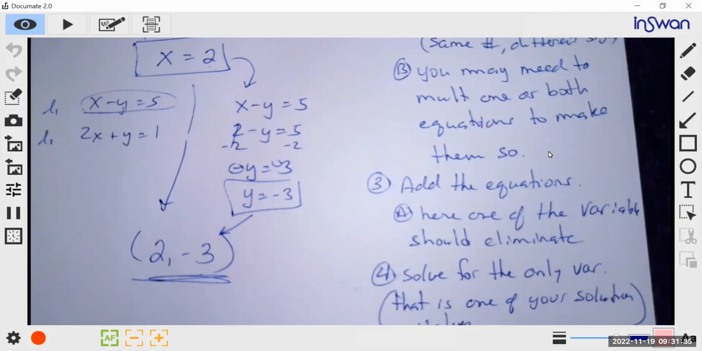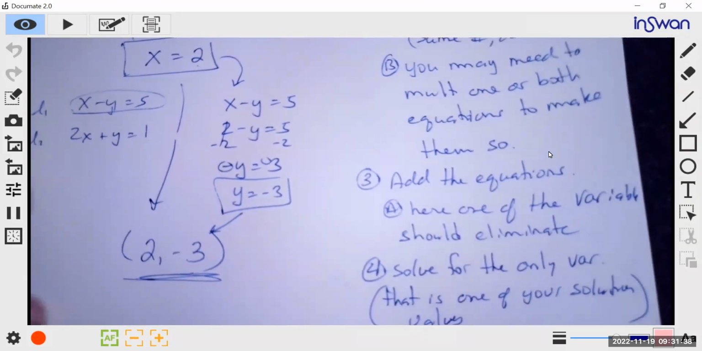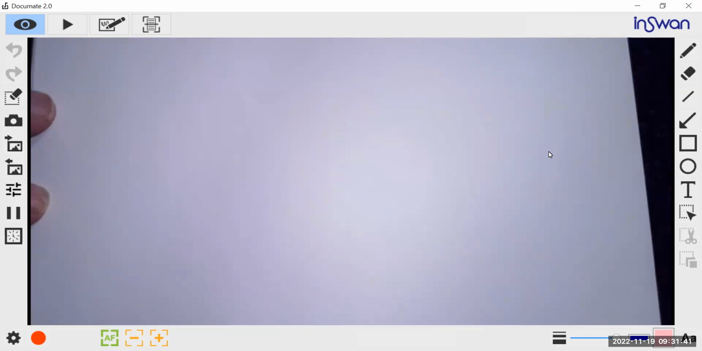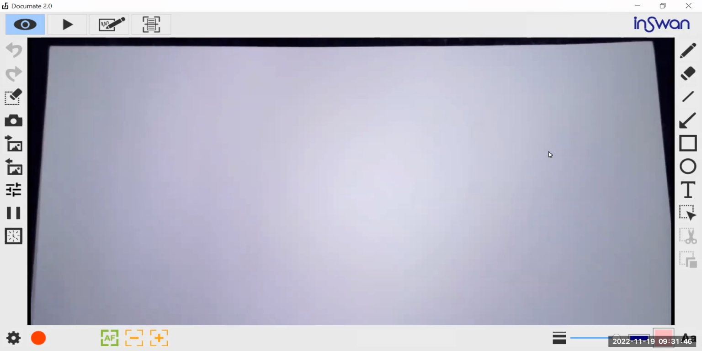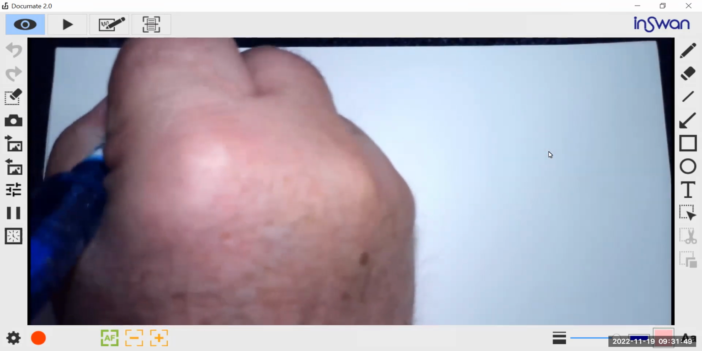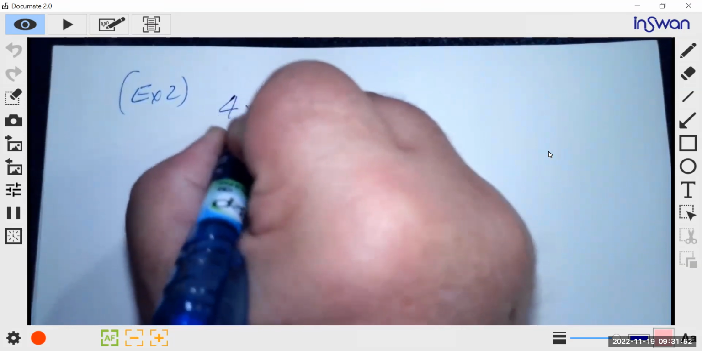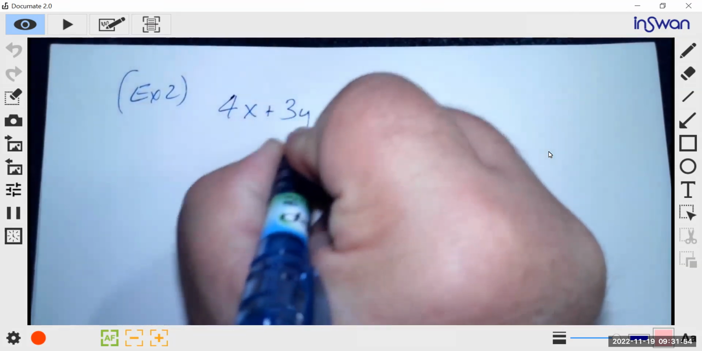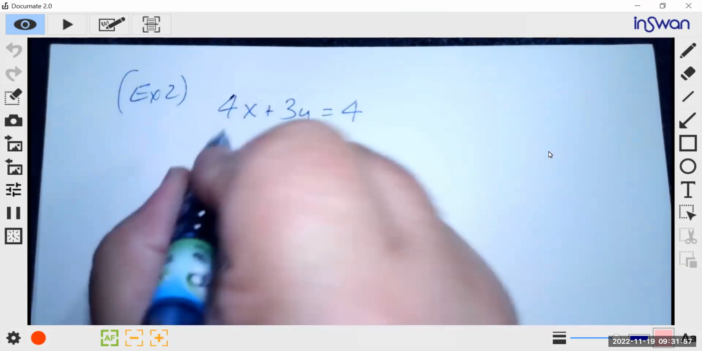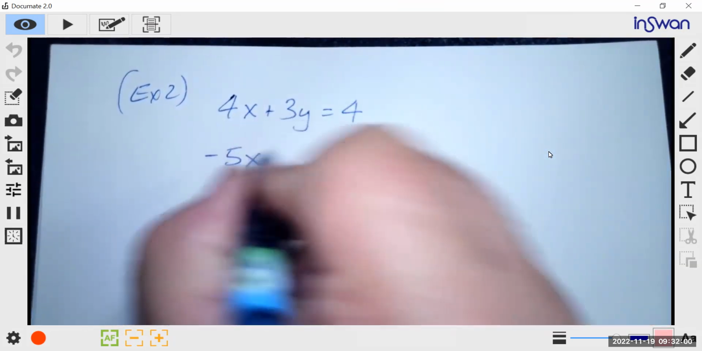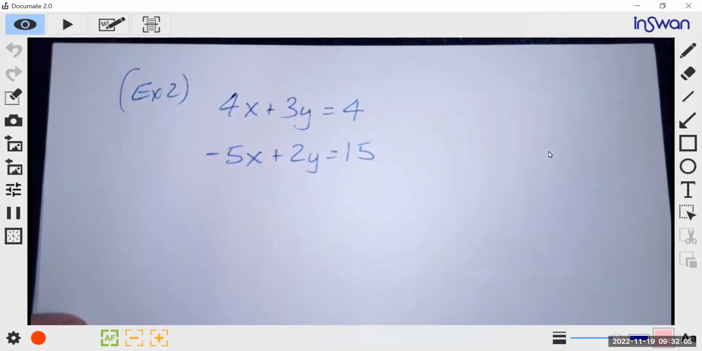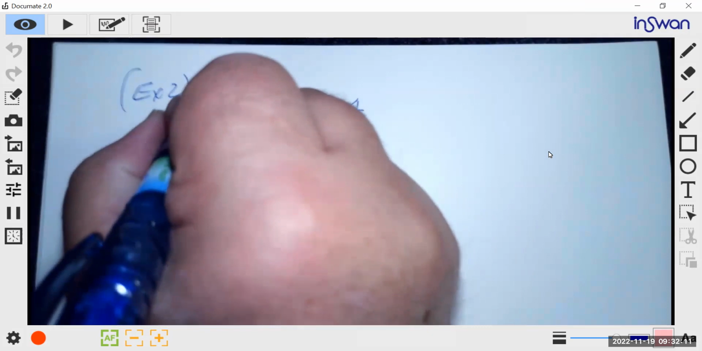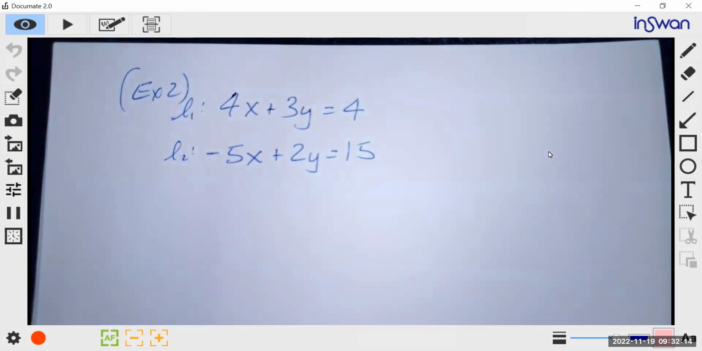All right, let's do another example. The same 3 methods. Now I'm not going to do the graphing method because in this next example, you'll see that graphing wouldn't be the best idea in the world. Okay. 4x plus 3y equals 4. Negative 5x plus 2y equals 15. This is line 1. That's equation 1. And this is equation 2.